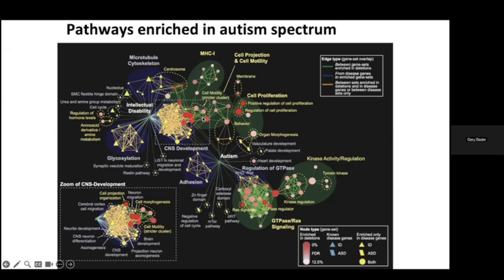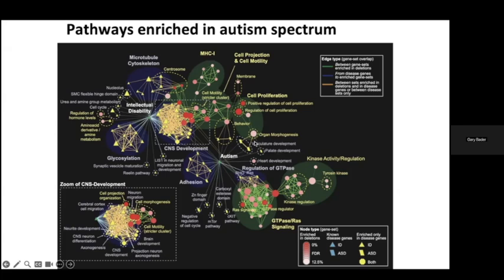So all of these circles are those pathways. The color represents the strength of the association with cases. The size of the circle is the number of genes in the pathway. And these little labels are all the pathway names. There were a lot of pathways, so we grouped them into bubbles and then labeled the bubbles, and that reduced the complexity of all the labeling that we would have to do.